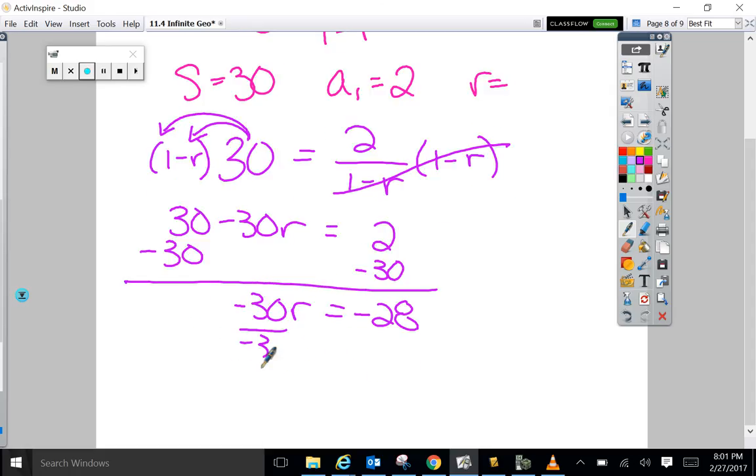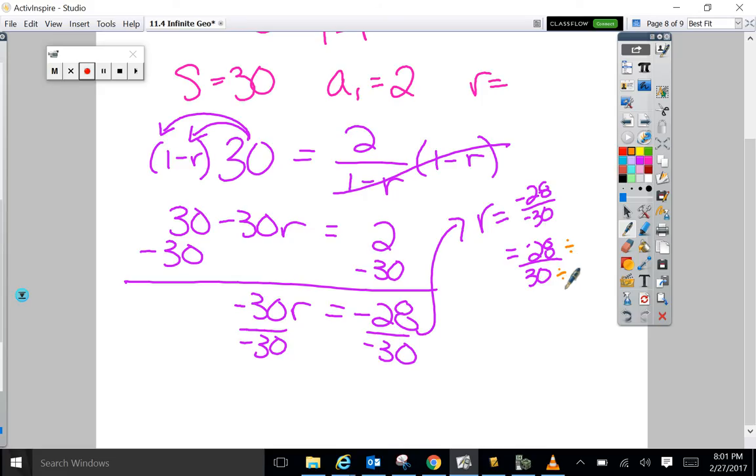Then divide by negative 30. R equals negative 28 over negative 30, which can be reduced. That's going to be positive 28 over positive 30 because two negatives will cancel. Then these are both divisible by 2. So, final answer, 14 divided by 15. So R equals 14/15.